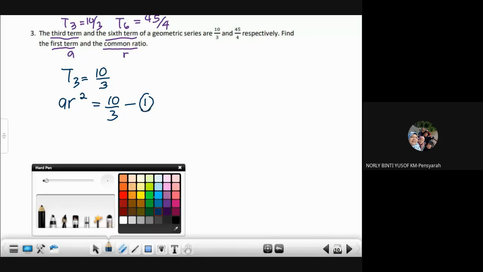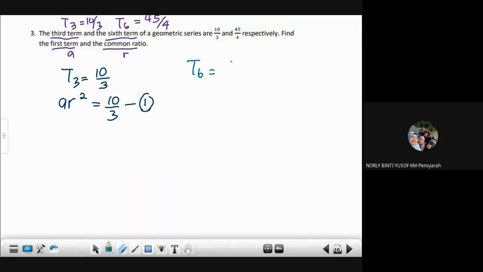Okay, lepas tu pergi pada second one. T6 45/4. AR 6 minus 1 5. So equivalence to 45/4. Second equation. Okay, kita akan buat elimination process lah, tapi bahagi macam tadi kita nak eliminate, kita akan bahagi untuk geometric punya simultaneous equation. Kalau you sub, then you derive lah A 10/3 R power of 3. Itu beza lah. Tapi substitution jarang lah guna. Okay, kalau you nak guna, it's up to you for those yang ambil basic and math.